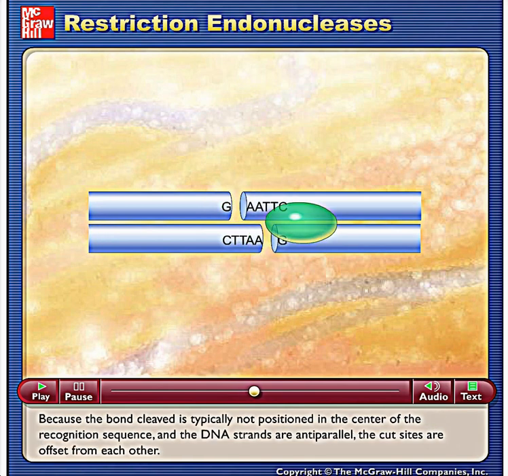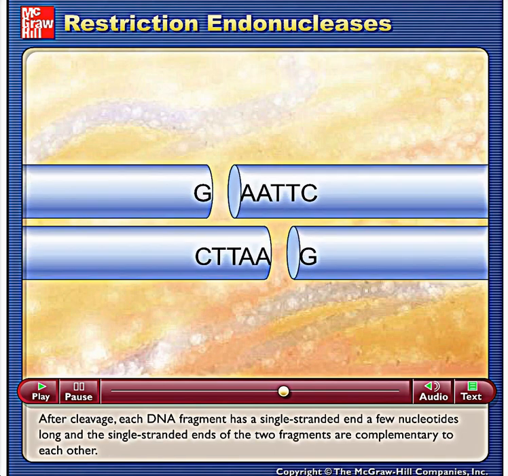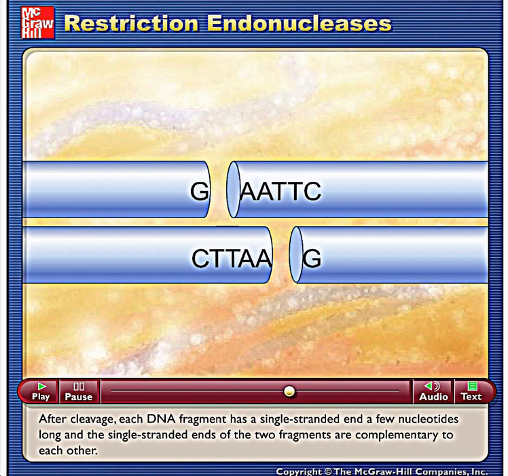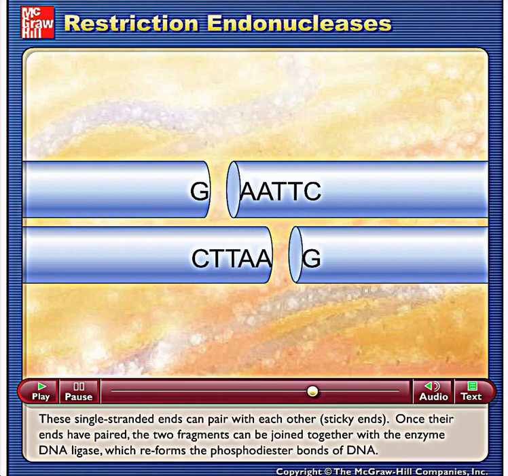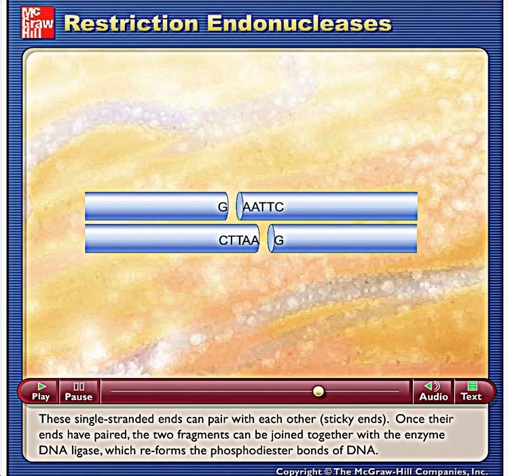Because the bond cleaved is typically not positioned in the center of the recognition sequence, and the DNA strands are antiparallel, the cut sites are offset from each other. After cleavage, each DNA fragment has a single-stranded end a few nucleotides long, and the single-stranded ends of the two fragments are complementary to each other. These single-stranded ends can pair with each other: sticky ends.